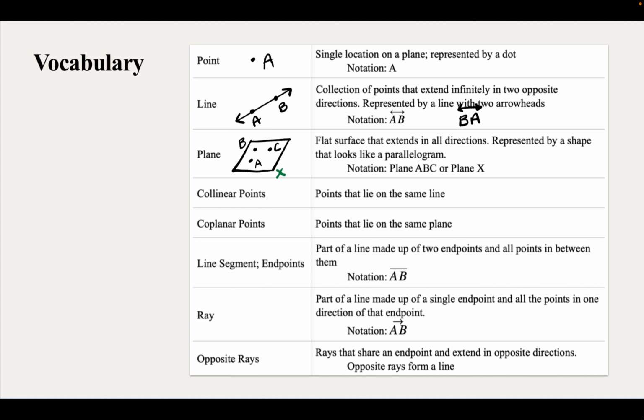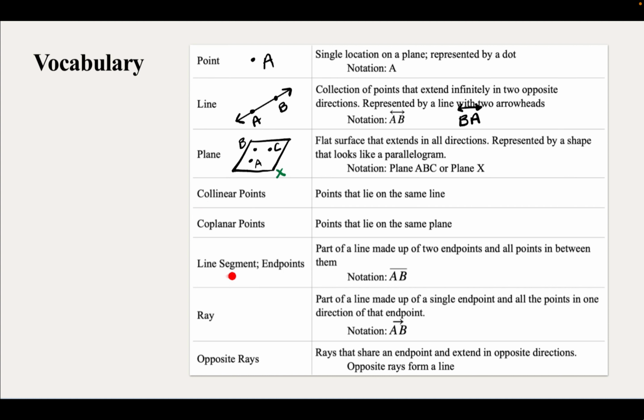Now the reason why I need these points to be non-collinear, meaning not on the same line, is because technically if I have a line, I can put an infinite number of planes through that line. So to make a unique plane, I have to choose points that are non-collinear. So collinear points are points that lie on the same line. Coplanar points, points that lie on the same plane, right? Collinear, same line. Coplanar, same plane.